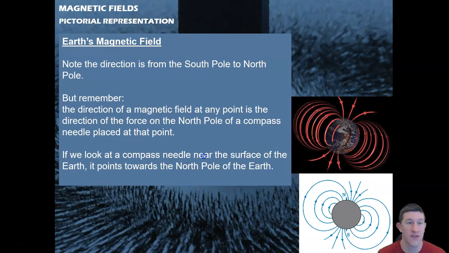When we go back to Earth's magnetic field in this compass situation, we know that the direction is from the South Pole to the North Pole. That is the direction of the magnetic field. But remember that the direction of a magnetic field at any point is the direction of the force on the North Pole of a compass needle placed at that point. If we look at a compass needle near the surface of the Earth, it points towards the North Pole.